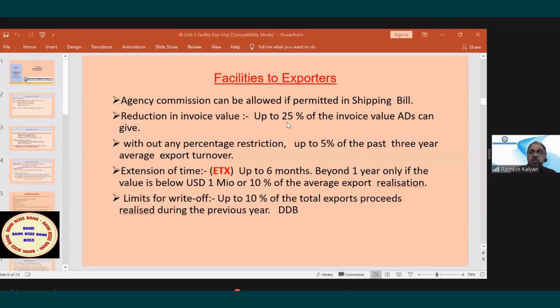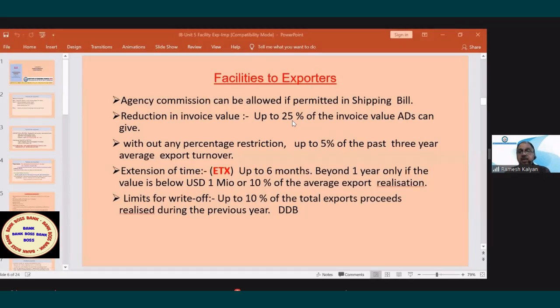If it is above 25%, then we have to see the genuineness and take a certificate. If it is more than 25%, there is a limit up to 5% of the past 3 years' average turnover. Suppose, as I told you in the example, $10,000 is the value to be repatriated. Up to $2,500, being 25%, we can on our own give it.